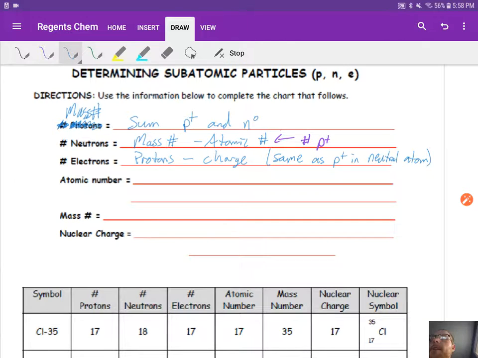Okay. Atomic number. Okay, look at the element symbol and locate it on the periodic table. Okay, and then step 2, same as the protons.